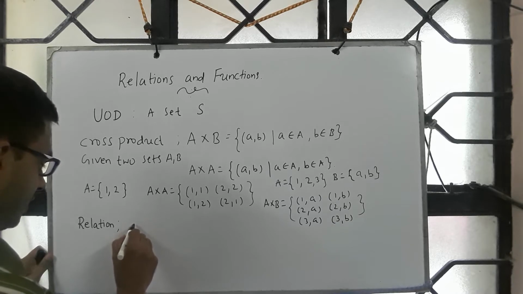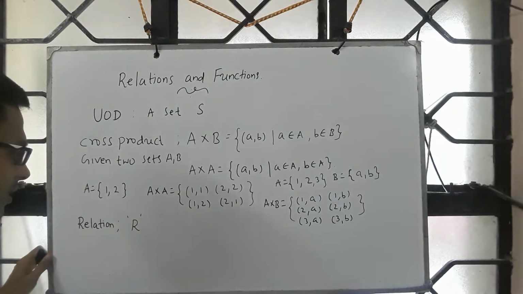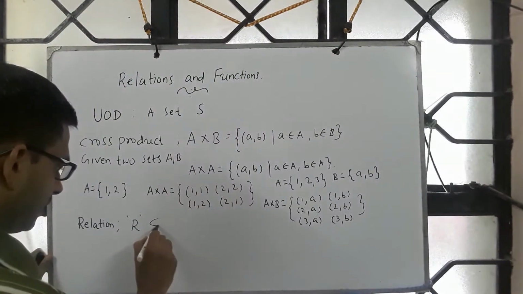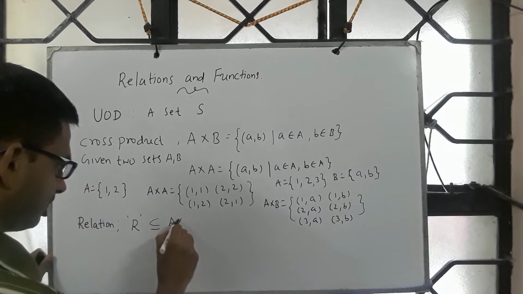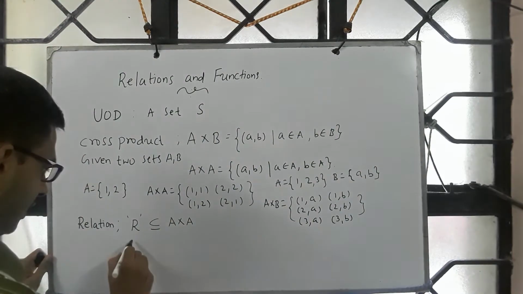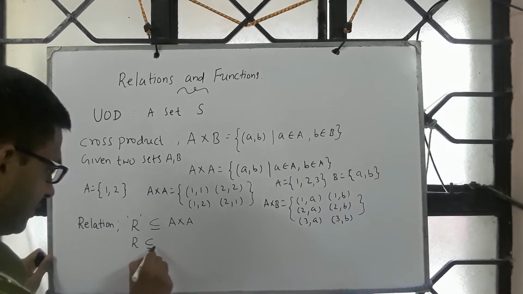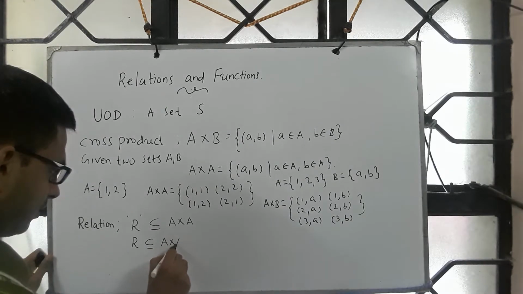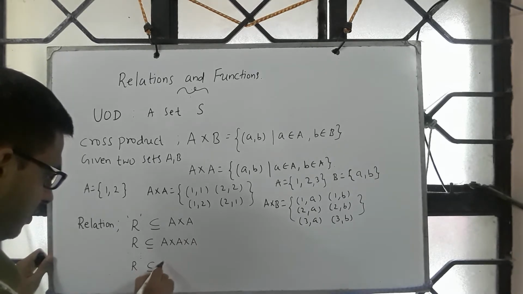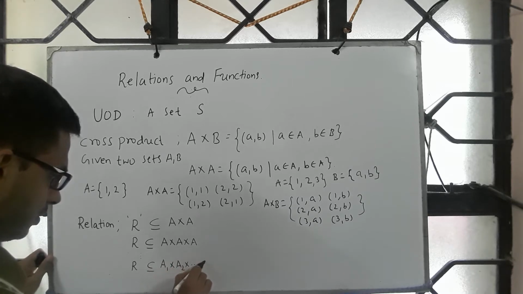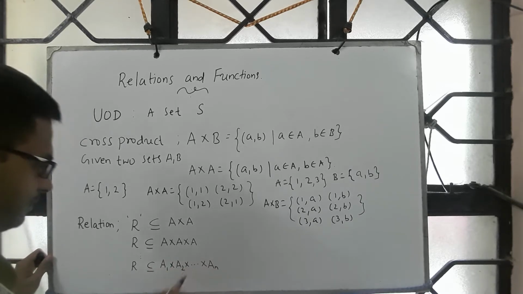In particular, a relation we denote using R. It is a subset of the cross product, and R could be a subset of A cross A, and one can talk about A1 cross A2, so on up to An.